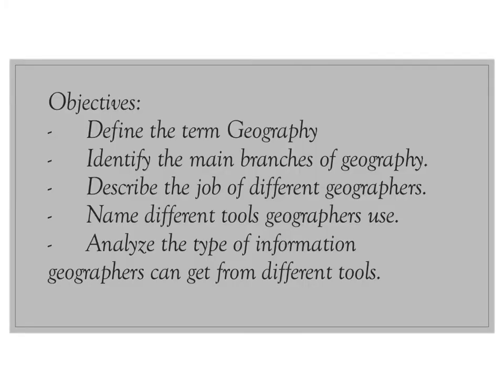Today we will start with studying geography, the first section of chapter 1, from page 4 to page 9. Our objectives for today are to define the term geography, identify the main branches of geography, describe the job of different geographers, name different tools geographers use, analyze the type of information geographers can get from different tools.